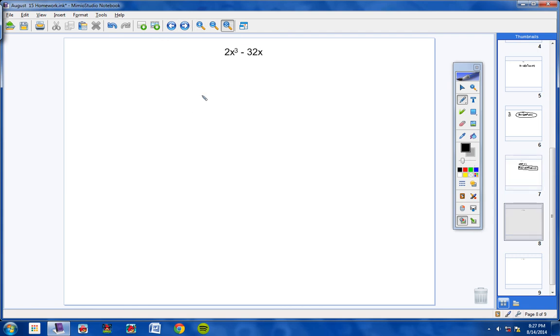Okay, moving on. All right, let's go ahead and factor. First of all, we pull out what's common. Notice that 2 goes into both of these numbers, so I pull out a 2. Notice I have 3 x's in my first term, and I have 1 x in my second term. So I'm going to pull out 1 x. And when I do that, I'm left over with x squared minus 16. Now let's make sure I'm right here. 2x times x is 2x cubed, and 2x times negative 16 is negative 32x.